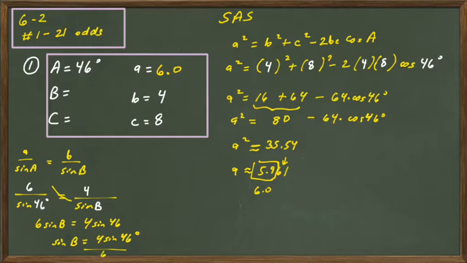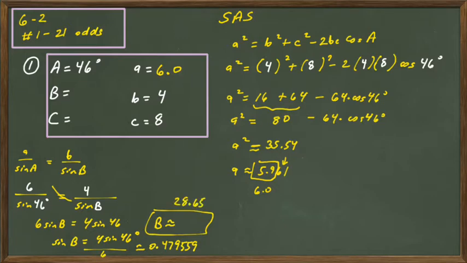So let's punch that in first. 4 times the sine 46. Take that number, divide by 6, and it should be between -1 and 1. And I get 0.479559. I'm sorry, I don't have that written very well. And then you want to take the arc sine of that to get angle B. So I want to do the arc sine of that number, 0.479559. I get 28.65.